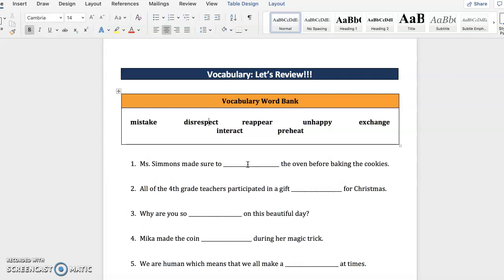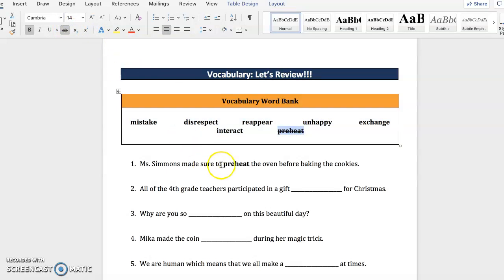Miss Simmons made sure to blank the oven before baking the cookies. We know that in order to bake cookies, we have to preheat the oven. Okay, and then I'm going to go ahead and mark that slash through.